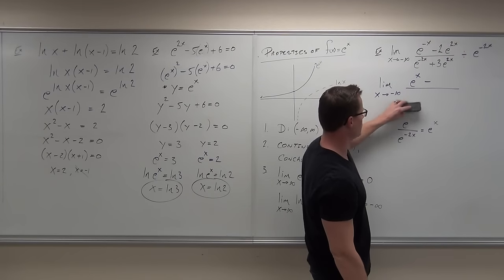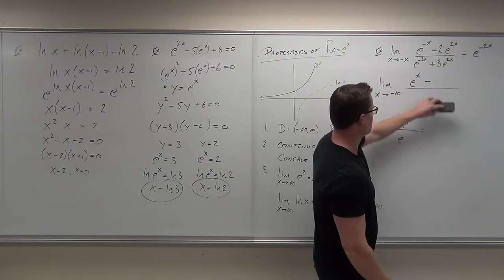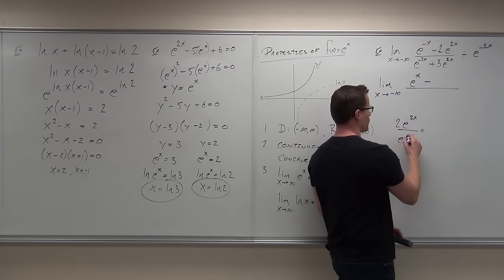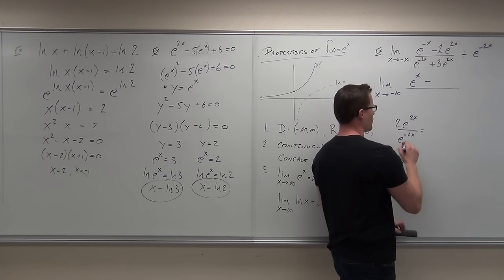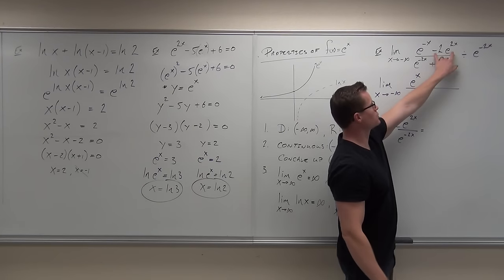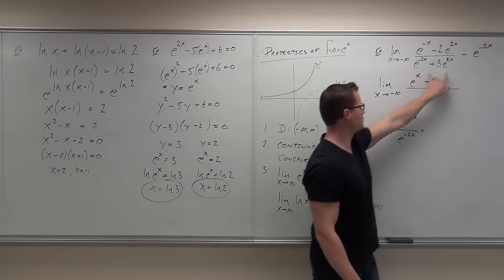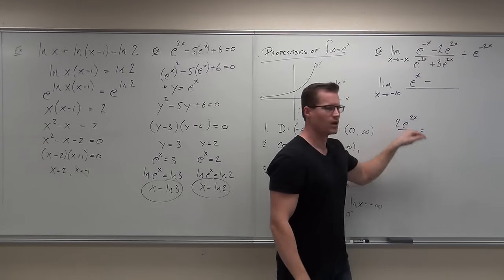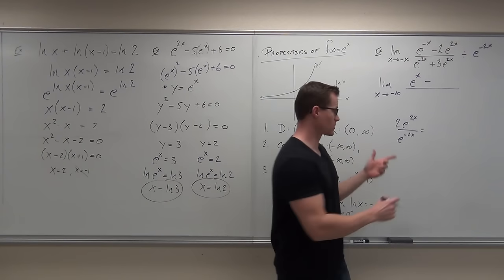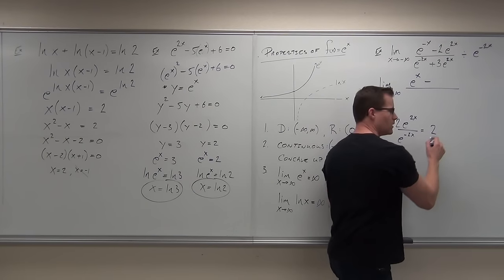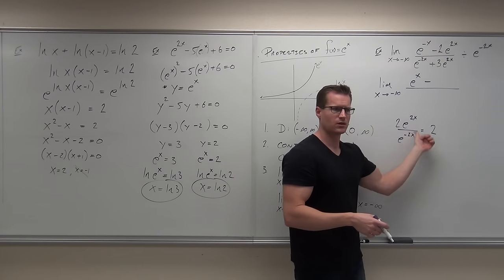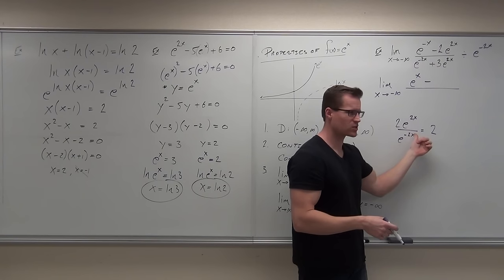Here we have 2e to the 2x over e to the negative 2x. Remember that we're dividing each term by this. So each term by this. What's our answer going to be? So we're still going to have the 2 though, right? Again, what do you do when you have exponents over exponents? Do you add or subtract? Sure. 2 minus negative 2. That's e to the how much?